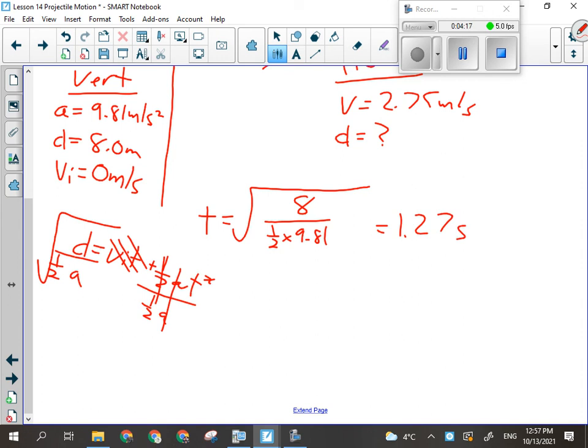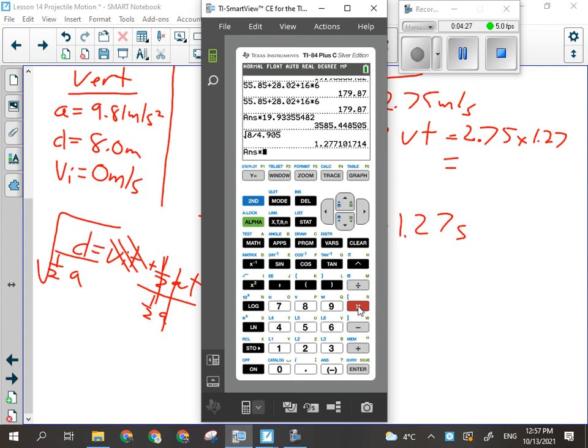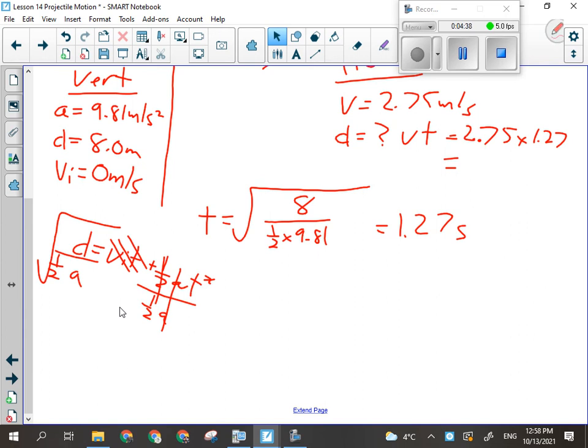Now I can go d equals v times t, 2.75 meters per second times the 1.27 seconds that we just calculated. All right, 3.5 meters, 3.51 meters from the base of the diving board. Actually, no, how many? I only have two significant figures. It's just 3.5. Sorry. 3.5 meters.